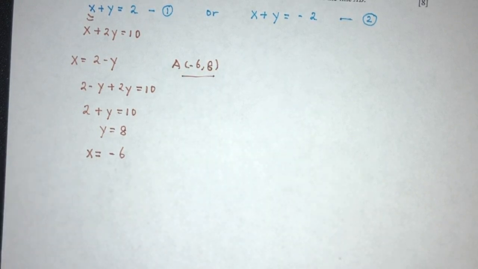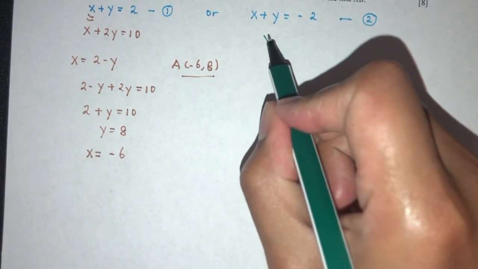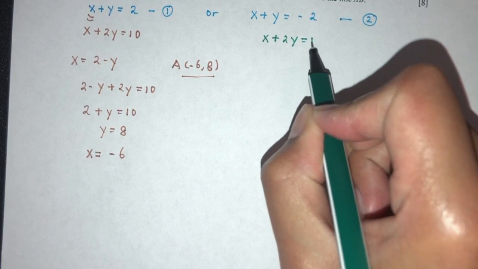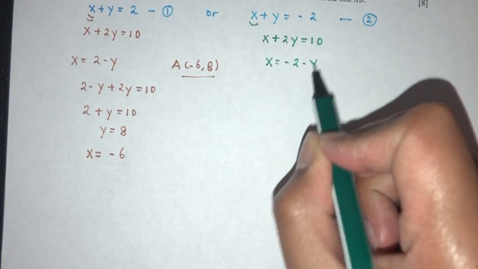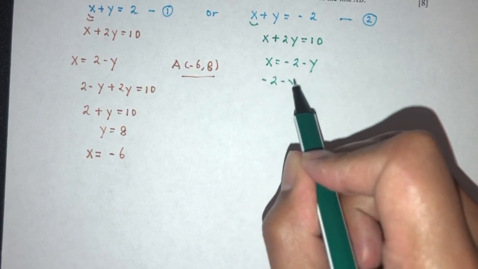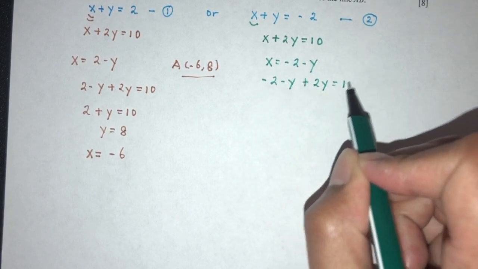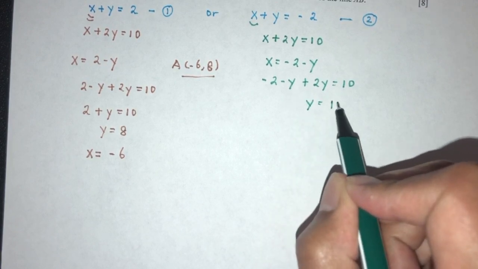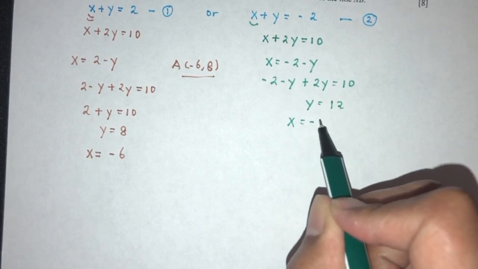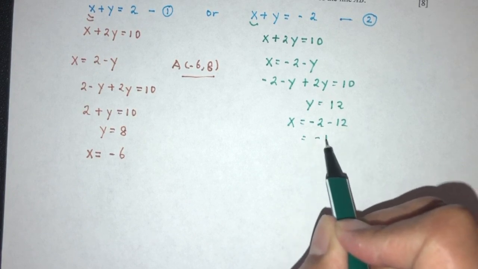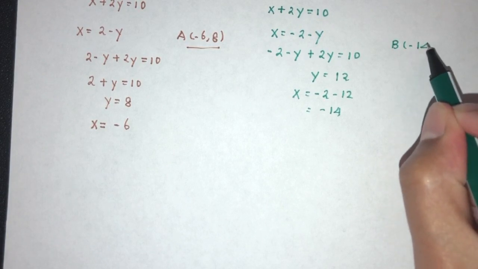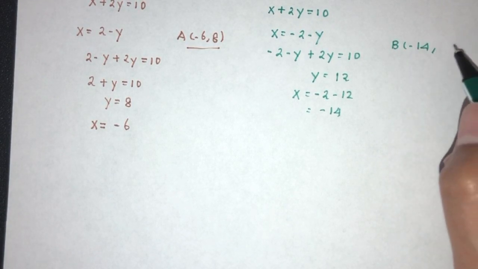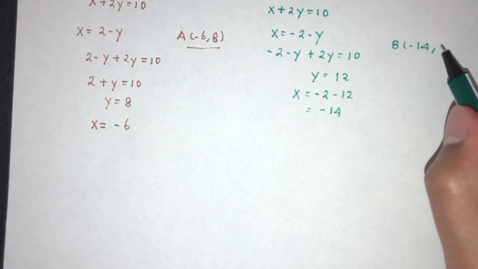Now for this one, same steps. Here we have x plus 2y is 10. Make x the subject, you have x will be minus 2 minus y. Replace, you will have minus 2 minus y plus 2y have to be 10. Y will have to be 12 and x have to be minus 2 minus 12, which is minus 14. So the value of x for B will have to be minus 14 and the value of y is 12.